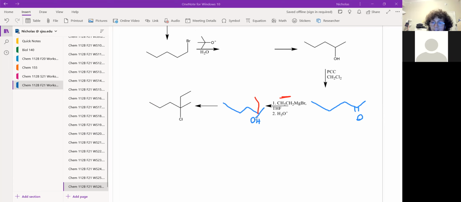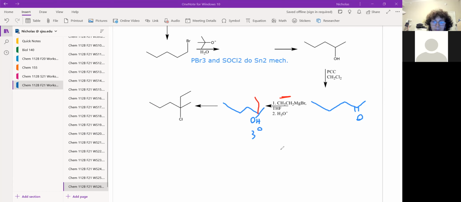And then last, we're going from an alcohol to chlorine. So how can we do that? So yeah, we have SOCl2 or hydrochloric acid. Remember what I said about the bromine substitution with PBr3? PBr3 and SOCl2 do SN2 mechanisms, right? And what kind of substrate do we have? Tertiary, yeah.